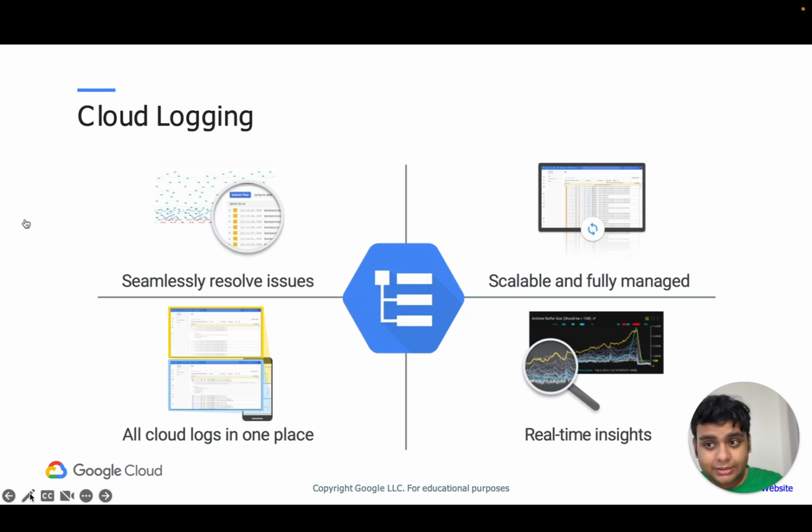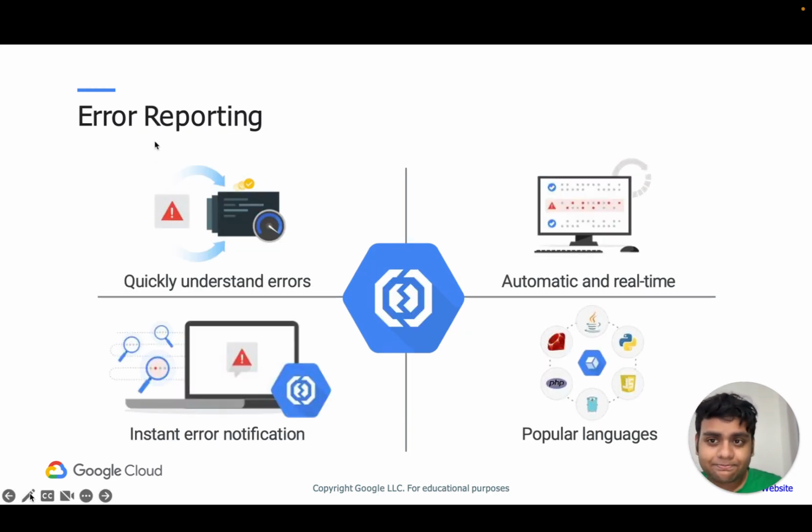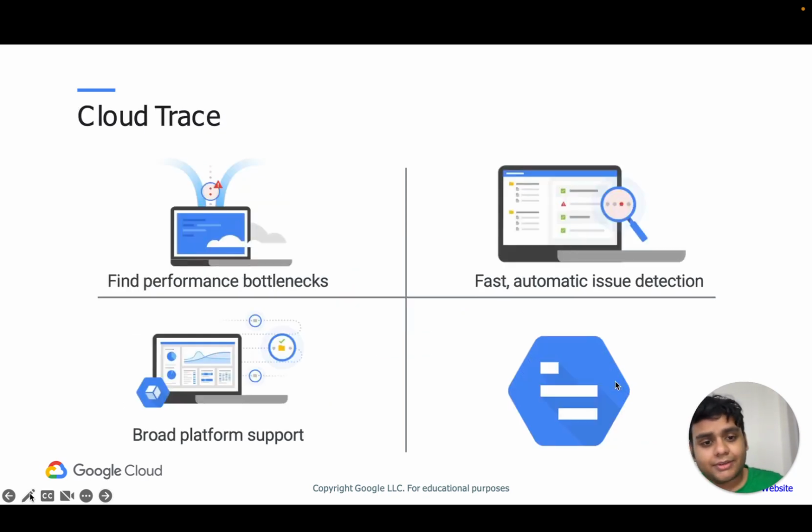Well, Cloud Logging seamlessly resolves issues, is scalable and fully managed, keeps all cloud logs in one place, which is very easy to handle, and gives real-time insights. We'll also be doing a lab on Cloud Logging. Error Reporting, we understand the errors very quickly. They are automatic and in real time. We get instant error notification. We'll also be doing a lab, which is very fun, and it can be used with very popular languages like Python, Java, Ruby, PHP, JavaScript, Rust, and a lot of that.